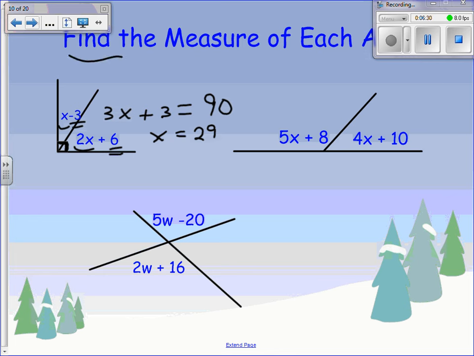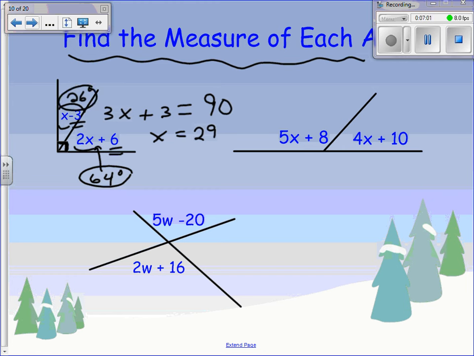Because the question asks to find the measure of each angle, you need to go right back in as usual, which we've done a lot of in the past, plug in x to find the missing values. If you plug in x up here, you get 29 minus 3, that's 26 degrees for this piece. And over here, 2 times 29 plus 6 is 64 degrees. And as a check, 64 plus 26 does indeed give you 90 degrees.